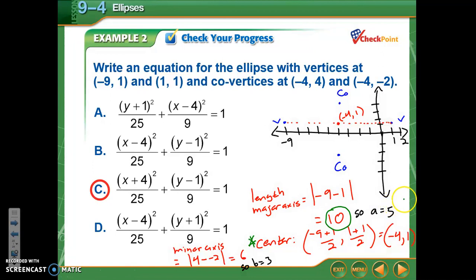So A squared is 25, right? The length of my minor axis is 6 units. So B equals 3, half of that. That means B squared is 9. So I can see in C that B squared is 9 and A squared is 25. Here I have a center with -4, +1, because remember the minus comes from the formula. So this is really x minus -4 quantity squared and y minus 1 quantity squared.